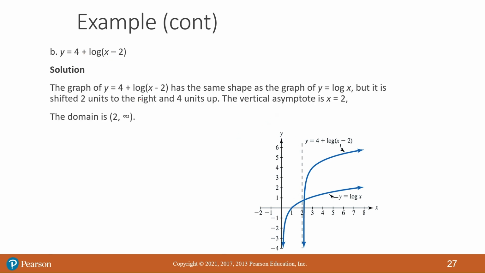So the graph of y equals 4 plus the log of x minus 2 has the same shape as the graph of y equals the log of x, but it is shifted 2 units to the right and 4 units up. The vertical asymptote is therefore shifted right as well, and is x equals 2. Now we have a domain of 2 to infinity.